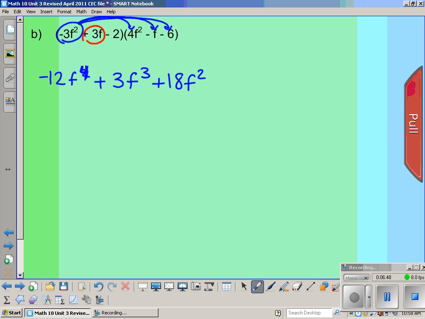Take the second term. 3f times 4f squared will be 12f cubed. 3f times negative f will be negative 3f squared. And 3f times negative 6 will be negative 18f.